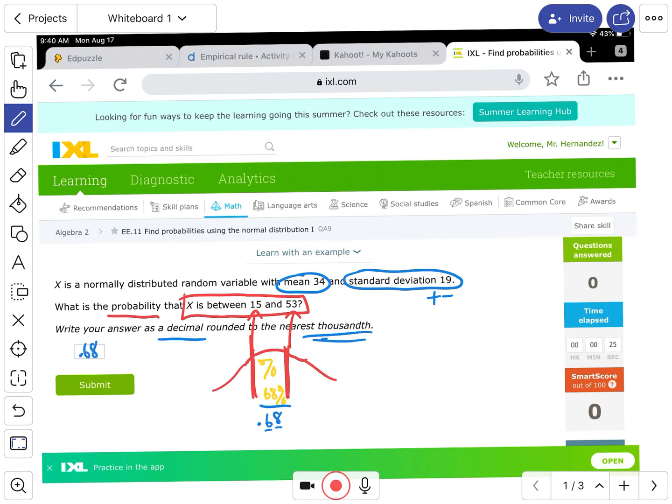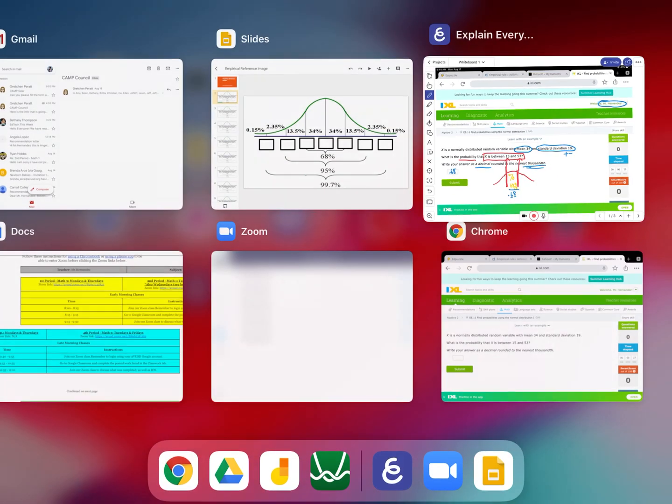Before you do these IXLs, make sure your name is here. They're going to welcome you. If you don't have your name there, then it's not going to save your progress, and you're going to have to do it all over again.